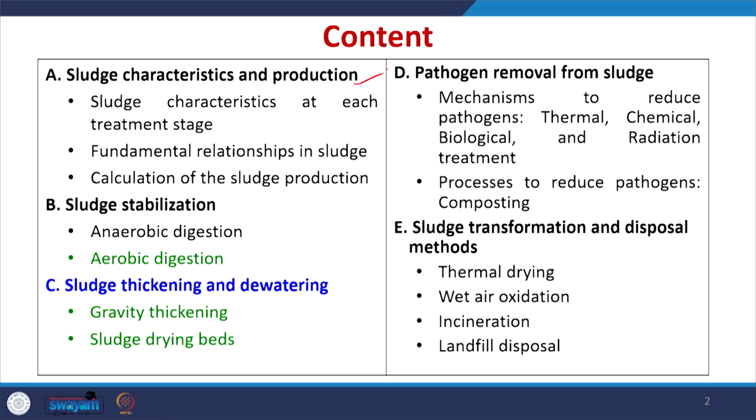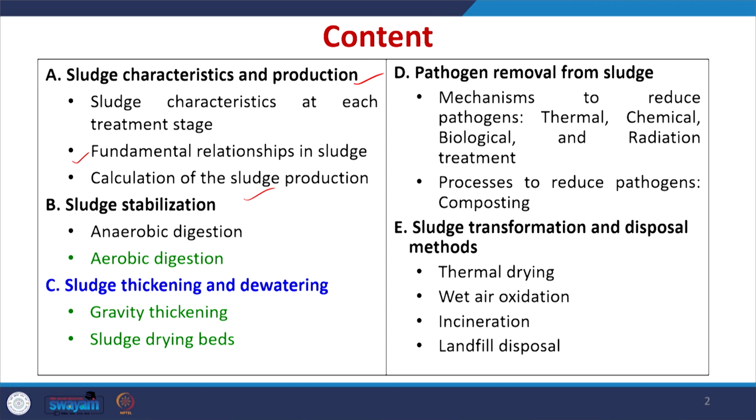In the last few lectures we started studying sludge management. We have already studied roughly two sections: the sludge characteristics at each treatment stage, and the fundamental relations in sludge. In the previous lectures we studied the calculation of sludge production, and we started studying sludge stabilization, including anaerobic or aerobic digestion.